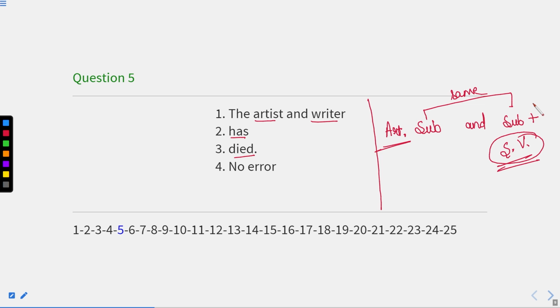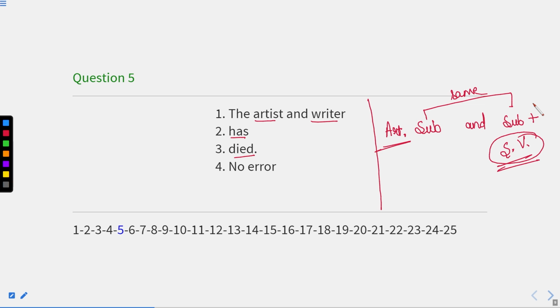It means if we have used an article only before one subject, but another subject is just like where we cannot use any article. For example, if I say the boy and Ravi, it means there are two persons. But if I say the boy and girl, obviously there are two persons. If I say the boy and my friend, it means the boy is my friend. So the boy and friend, they both are the same. That can be clearly understood from the sentence.